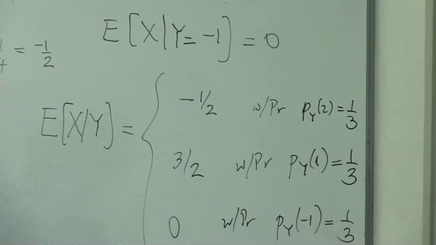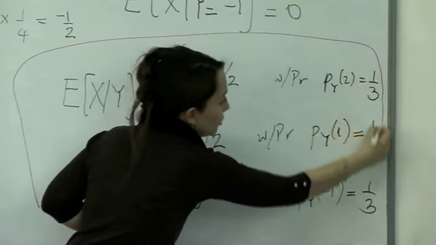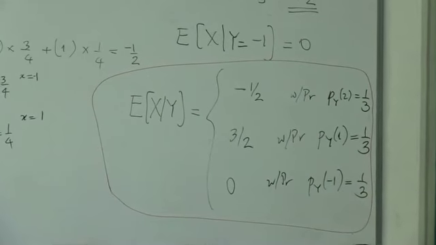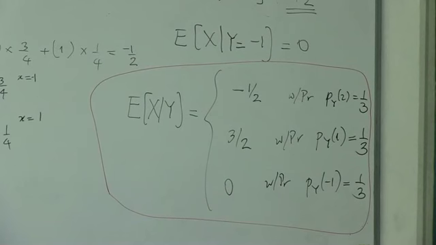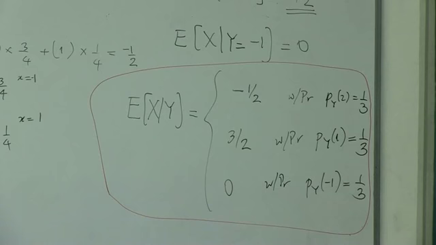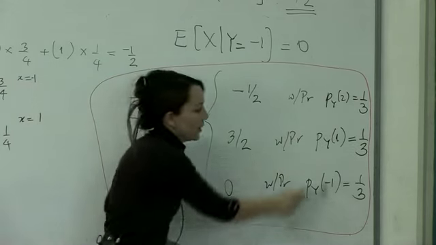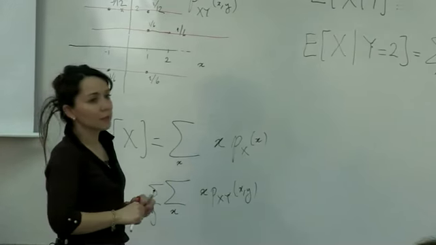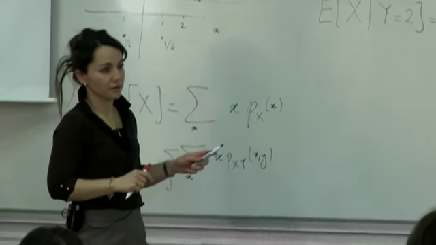Okay? What do you notice when you see this? What does it look like? Expected value of x given y takes 3 possible values with certain probabilities. So expected value of x given y is a random variable, okay, which depends on the probability distribution of y. Now we can compute the expectation of x using this.